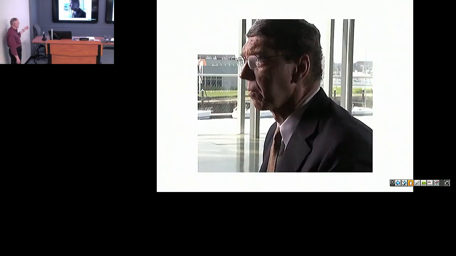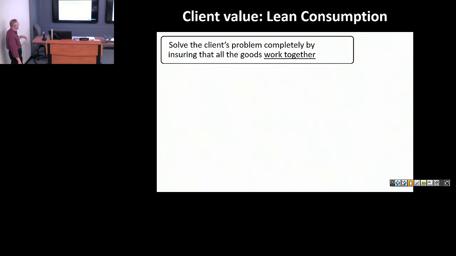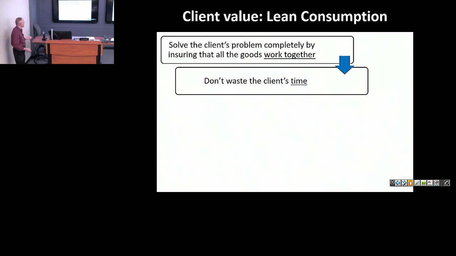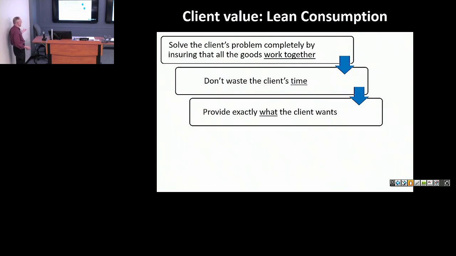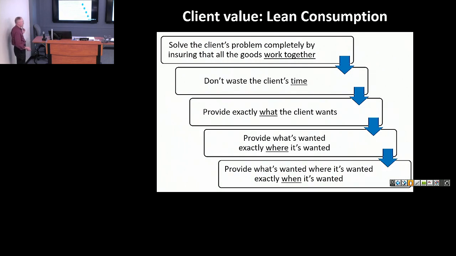Jobs to be done. This was Clayton Christensen, right, which was kind of, remember the milkshake example, important to understand. Lean consumption, all goods work together, and by all goods, it wouldn't just mean your products, but all the things that the client has to have work together. So making sure it fits into their time, what they want, where they want it, when they want it. And that's about as much as we went into that.